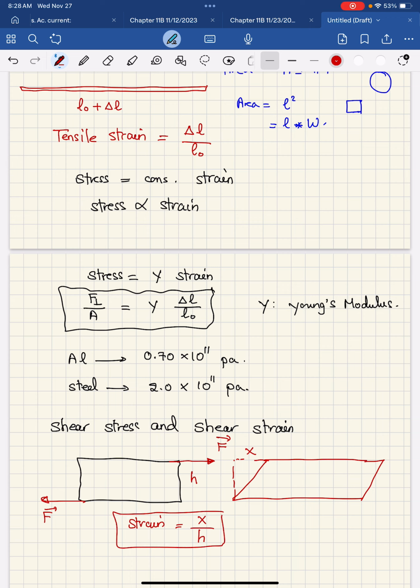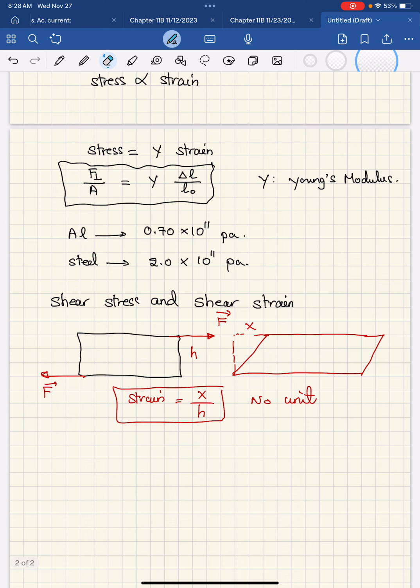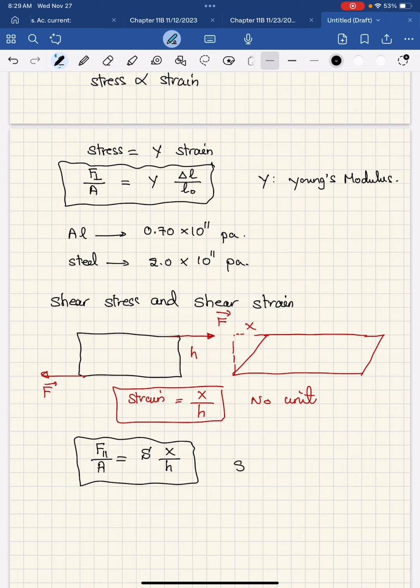And I don't know if you notice, there is no unit here. All the strains don't have a unit. Now I can create a similar equation: F, but now it is parallel, divided by A equals the shear modulus times X divided by H. And S, we call it the shear modulus. And this one is considered to be a distortion in the area.